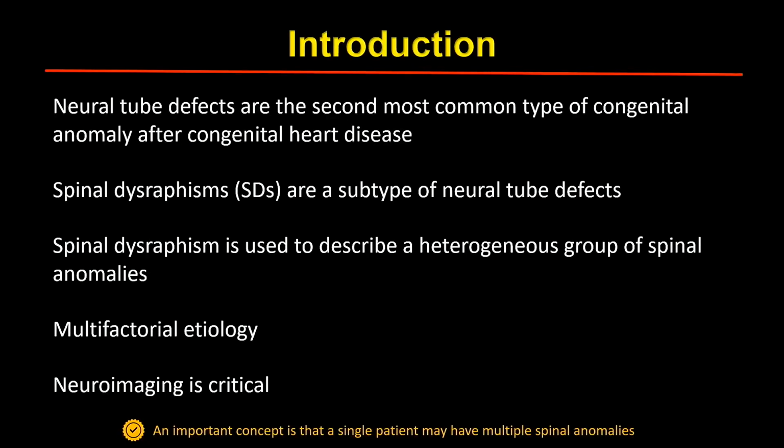Now, neuroimaging is very, very critical to diagnose the entity, to detect associated anomalies, for therapeutic planning, and assessing post-op complications in patients with spinal dysraphism. It's important to remember that a patient with a single anomaly may have multiple associated anomalies. For example, a patient with lipomyelomeningocele may have an associated split cord malformation or a dermal sinus tract, and we'll see a lot of examples.